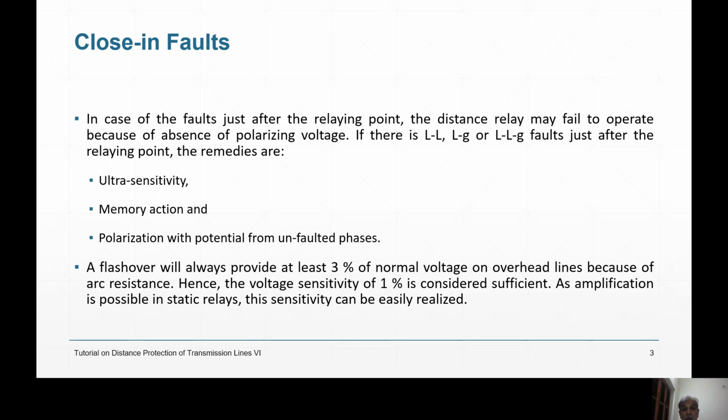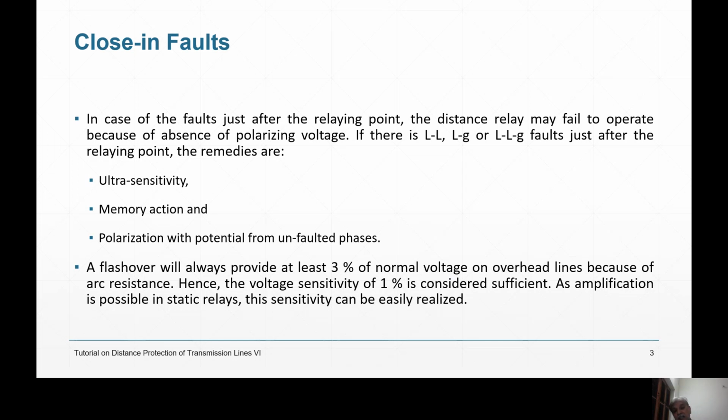It creates the torque. Torque is proportional to VI cos phi. Rightly speaking, torque is proportional to VI cos(phi minus theta), where theta is the relay design angle, not the angle at which the fault occurs. Theta is the design angle. But phi is not in our control. Phi is due to the location of the fault.